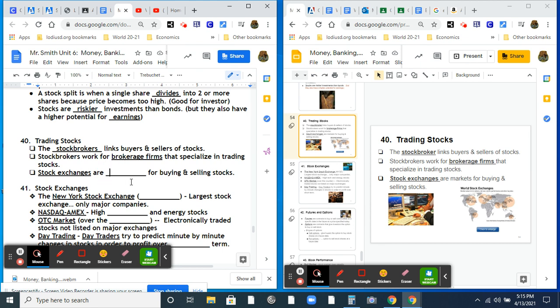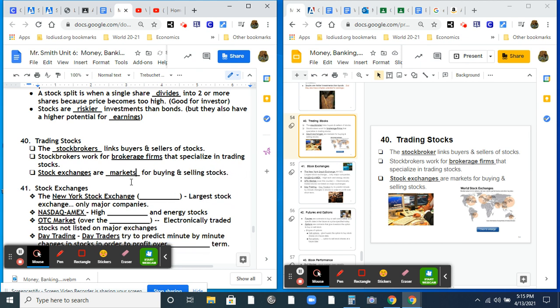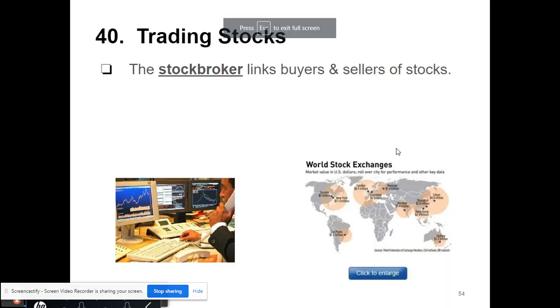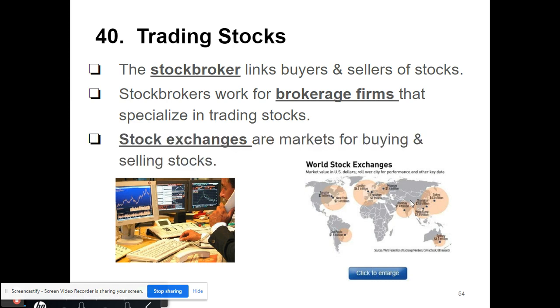Stock exchanges are markets for buying and selling stocks. It's the place where the broker goes to buy and sell these valuable shares in corporations. And there's a few world stock exchanges: the New York Stock Exchange, the London Stock Exchange, Tokyo Exchange. There's a few of them. I think there's one in Sydney. There's a Sao Paulo, Brazilian one. Okay, you see on the map. There's a few. I don't know if clicking that would work.